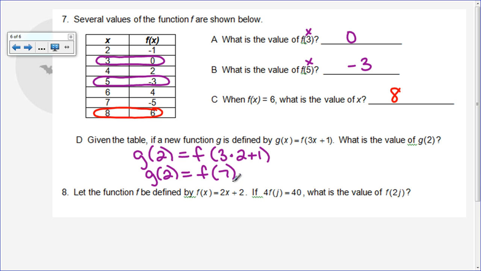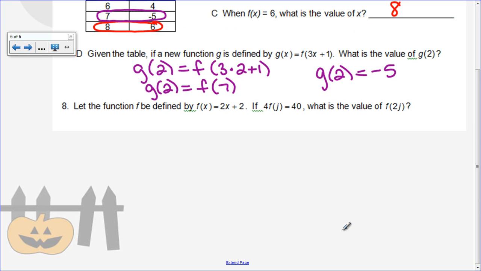Well, if we look up here in our table, if I want to know f of 7, that means x equals 7. Well, right here is where x equals 7. And if you will see, when x equals 7, the value of that is negative 5. So g of 2 is negative 5, because that's what f of 7 equals. They're the same thing.